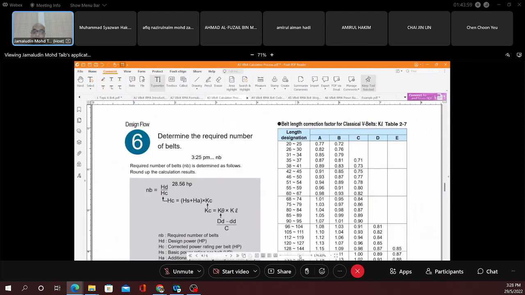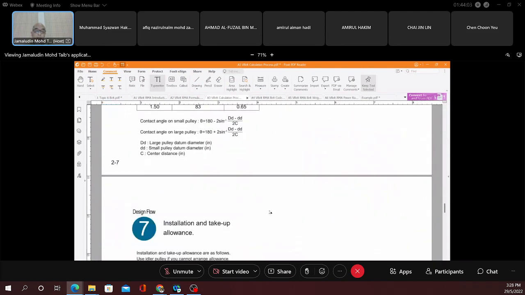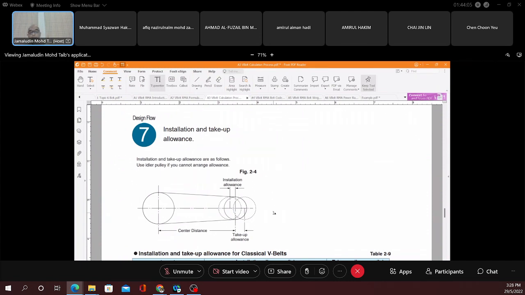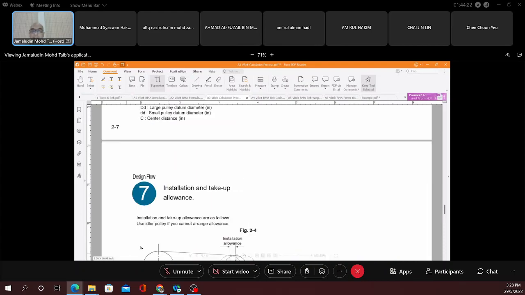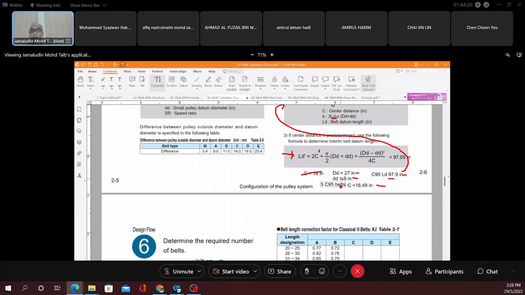It means the next step is going to be the installation. How are we going to install? Remember, the belt is going to be fixed, a fixed distance. That means, one, the pulley needs to be moved, because there's a larger pulley and a small pulley. When you're running, the center distance is going to be 18.49.